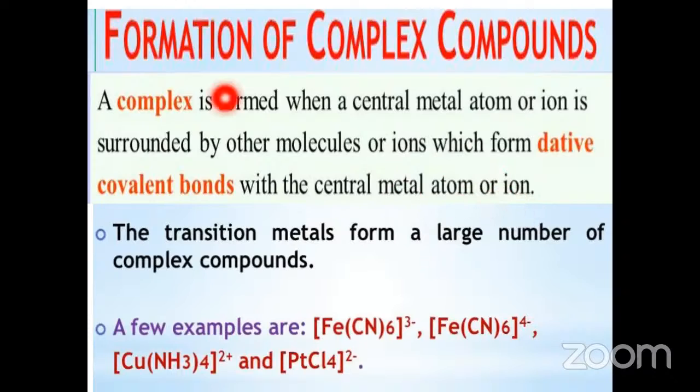What are complex compounds? A complex is formed when a central metal atom or ion is surrounded by other molecules or ions which form dative covalent bonds with the central metal atom or ion, and it is called a complex compound. The transition metals form a large number of complex compounds. These are examples of complex compounds: Fe(CN)6 3-, Fe(CN)6 4-, and some more examples.